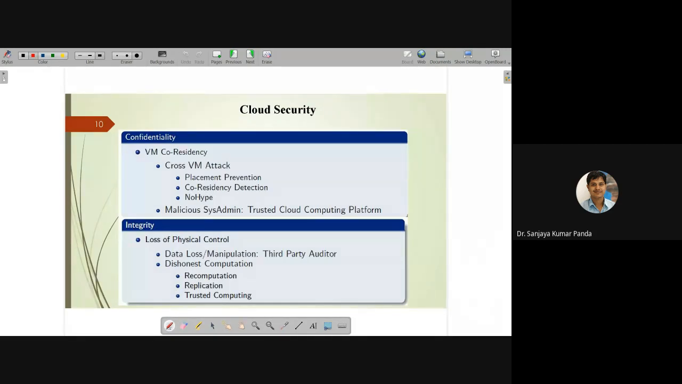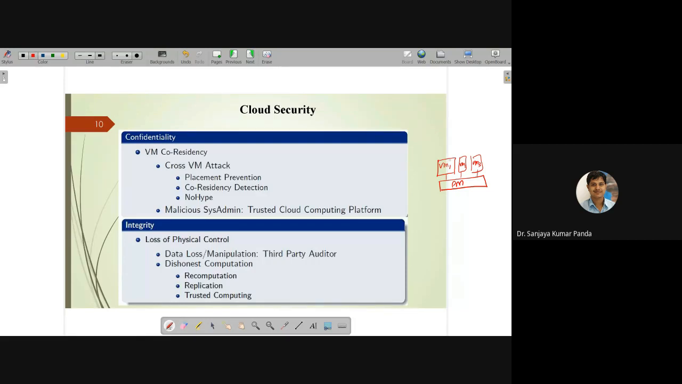Basically, we'll look into confidentiality from the perspective of virtual machines. You know that the same physical machine is giving resources to multiple virtual machines, right? Like these are the virtual machines, VM1, VM2, VM3, taking the resources of the physical machine. This is called VM co-residency because they are using the resources of the same physical machine. We call them co-residents, like two friends sharing a common room.